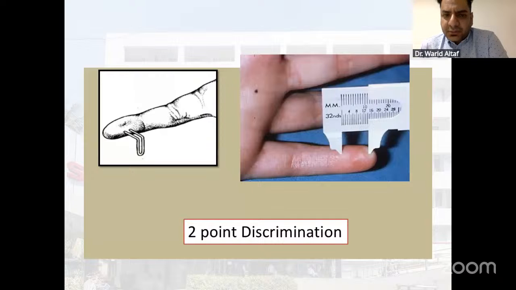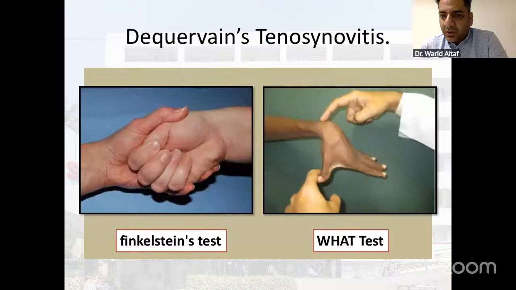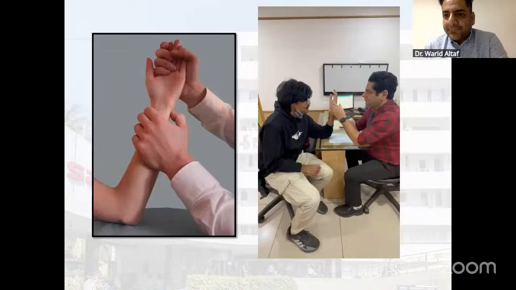Now, two-point discrimination along the fingertips. For de Quervain's tenosynovitis, I think I told you earlier, the Finkelstein test is usually very painful. It should not be done in patients who have acute pain. And there's something known as the WHAT test, that is wrist hyperflexion and thumb abduction test, which is a very specific and relatively much painless test to diagnose de Quervain's tenosynovitis.